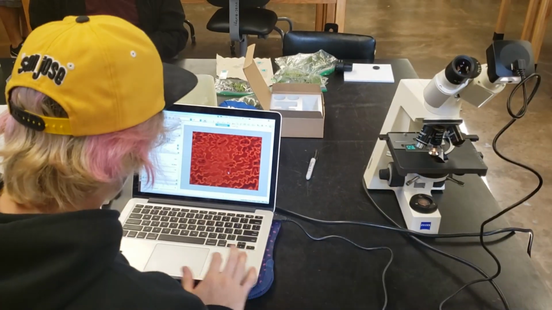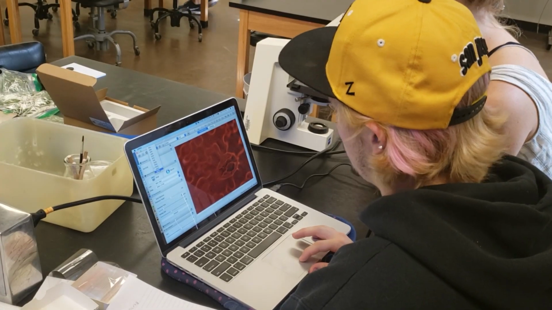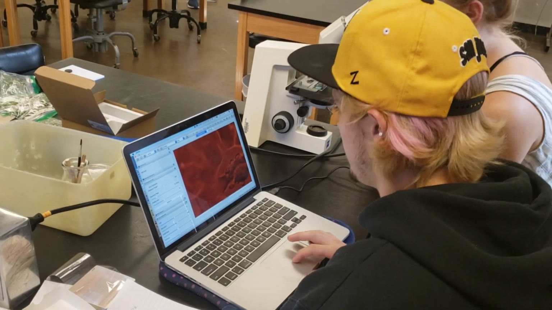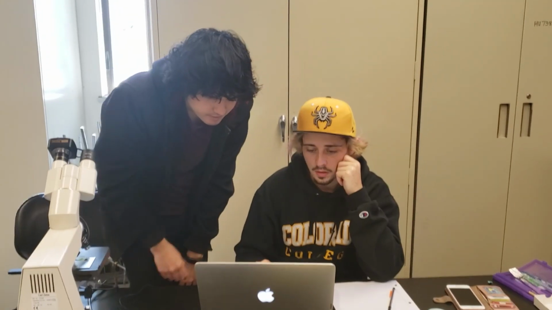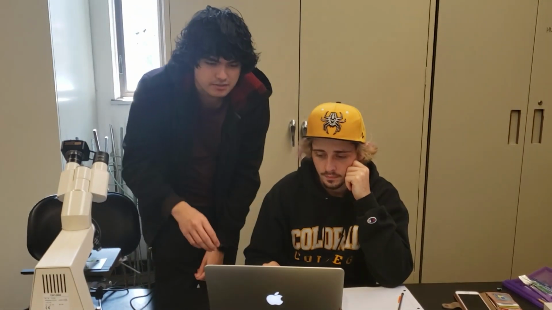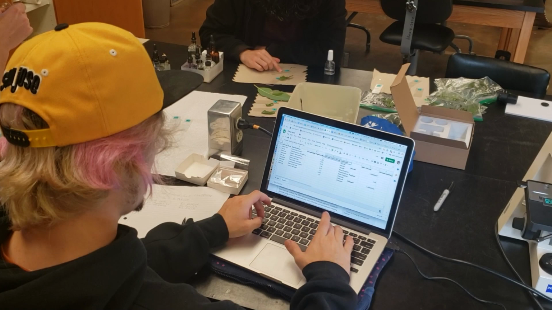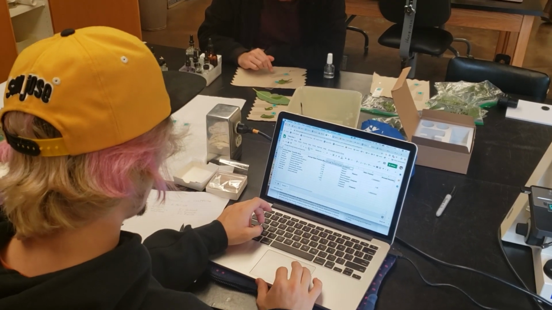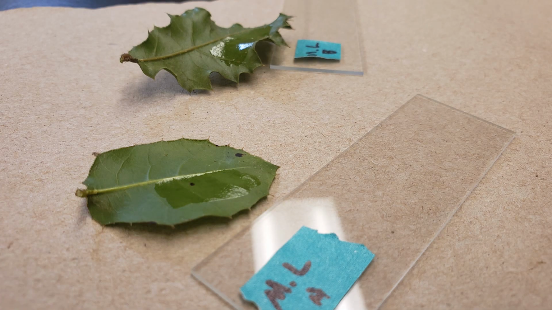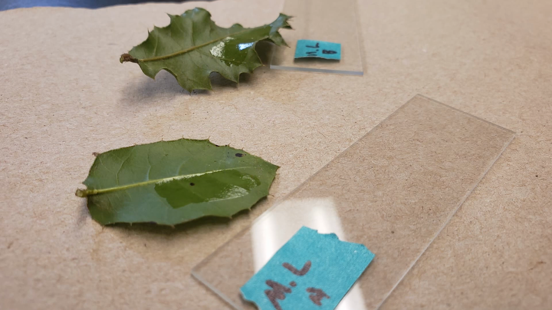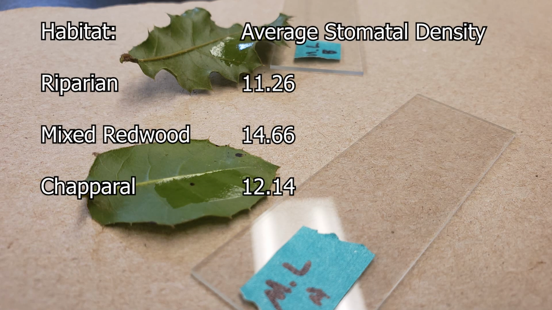Using ImageJ and AmScope programs, with the microscope zoomed in to 40 times magnification, we were able to get accurate reading of stomatal density in a given area. We then recorded the stomatal densities of each species. These are our results. And these are the average stomatal densities for each habitat.